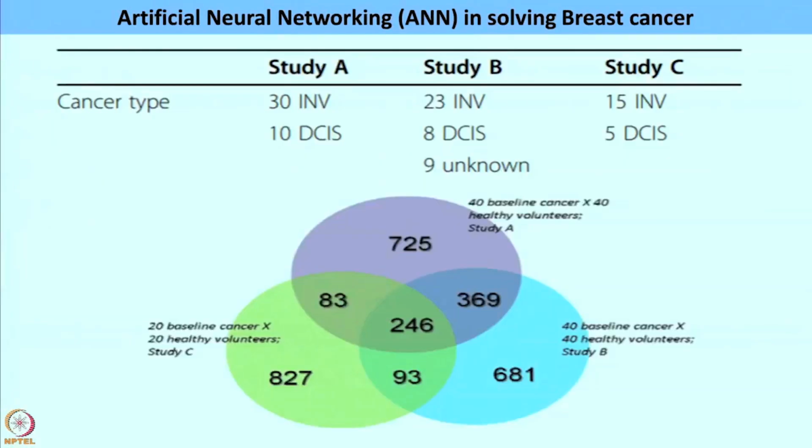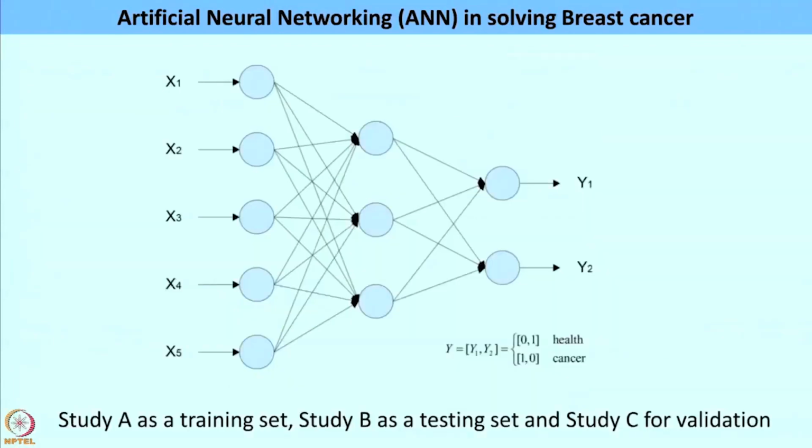In study A and study B, 40 cancer samples and 40 controls were taken, whereas in study C 20 cancer samples and 20 controls were taken. Further, they did the proteomic analysis and found that 246 proteins are common between the 3 studies. After this analysis, they took the data and tried to prepare an artificial neural network model, taking study A as a training set, study B as a testing set and study C for validation.